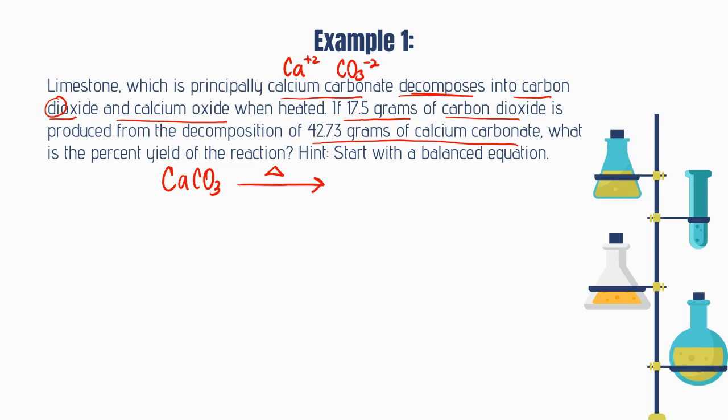You have carbon and oxygen, both nonmetals, so you don't have to worry about balancing charges. They'd both be anions, so they'd both be negatives, and they wouldn't be able to cancel out. So carbon dioxide, di is 2, so CO2.